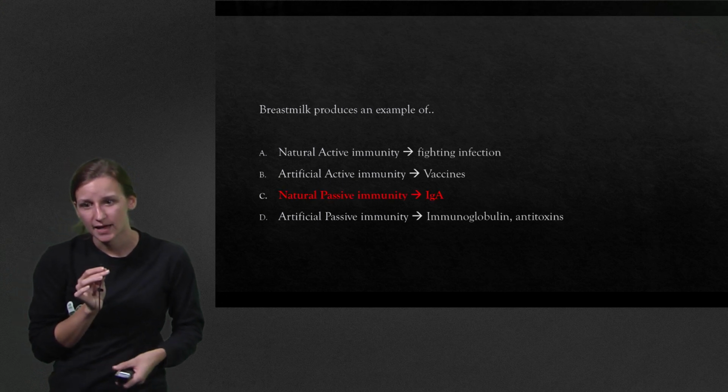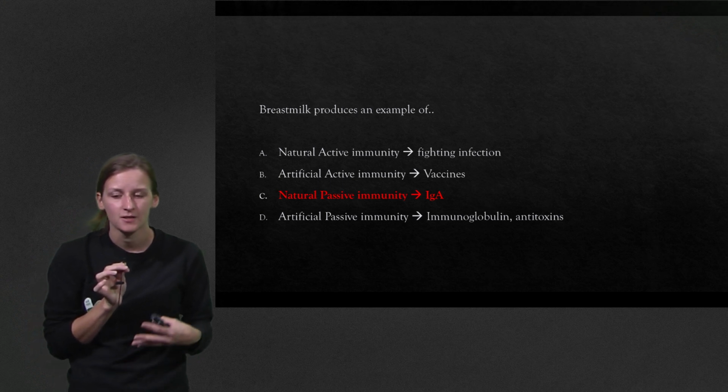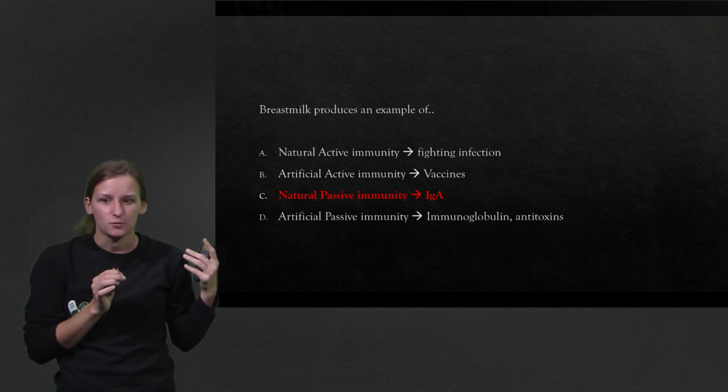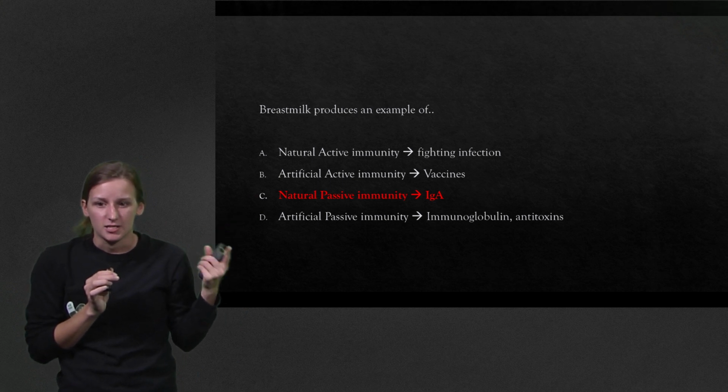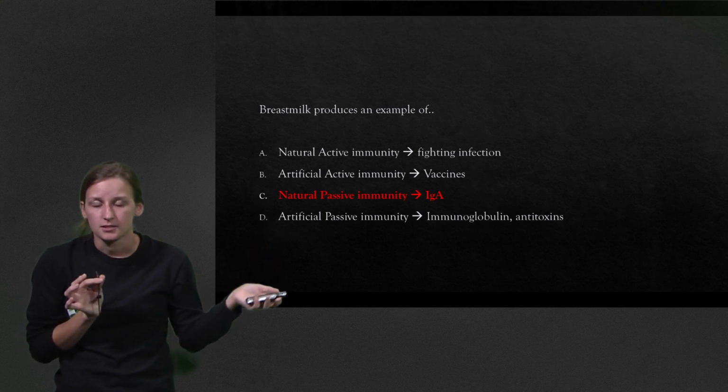This one's going to be natural passive, so this is where your breast milk can secrete IgA, so it's passive and it's natural. And then here are the others, like natural active would be your body's fighting an infection. Artificial active would be vaccines. Artificial passive, antitoxins, immunoglobulins.